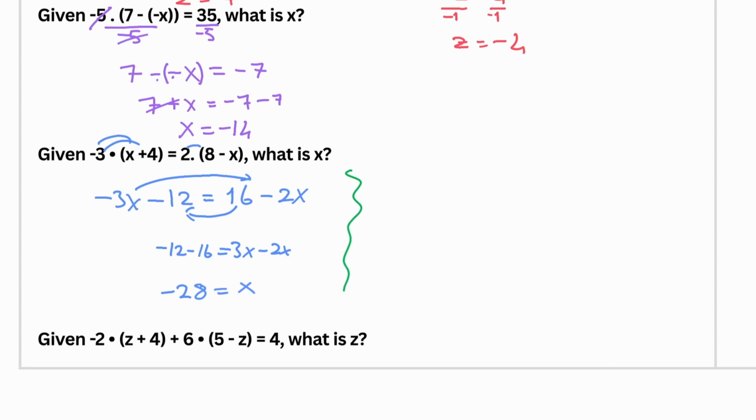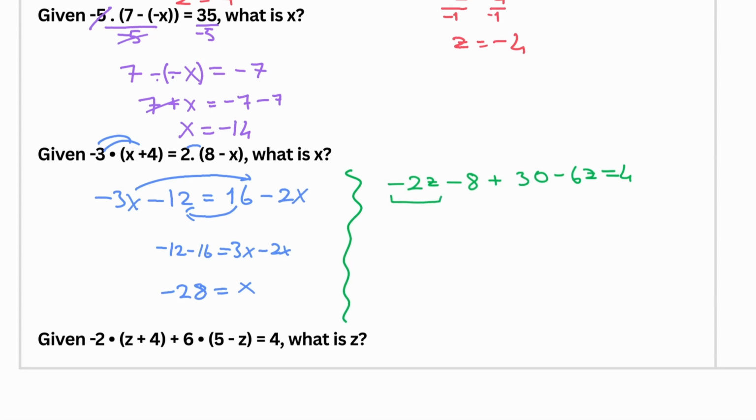Now we're doing the last question. Let's divide it like this. Again, I could use the distributive property to distribute these numbers to the parentheses. Negative 2z minus 8 plus 6 times 5 is 30 minus 6z equals 4. So let's just combine these on the left side to make it easier, and then we can isolate the unknown. Combine the like terms.